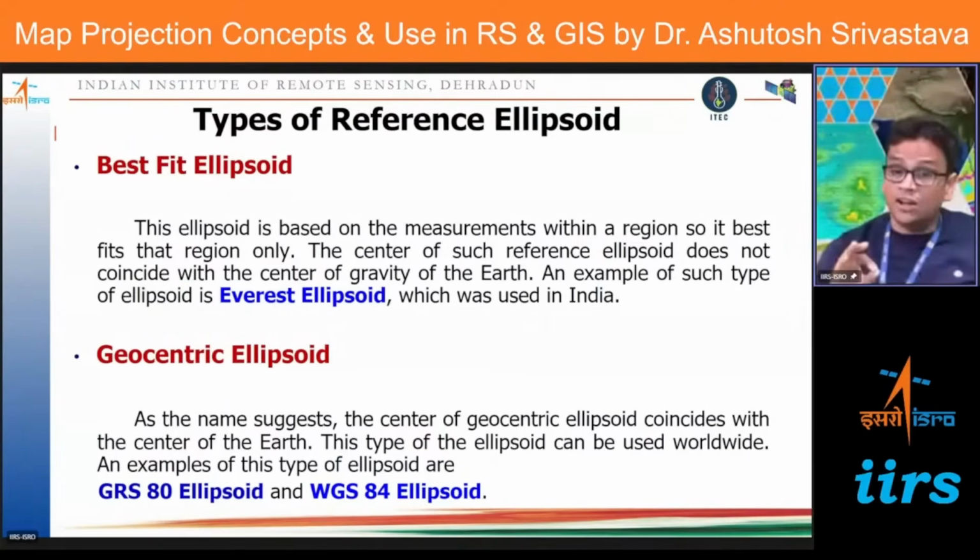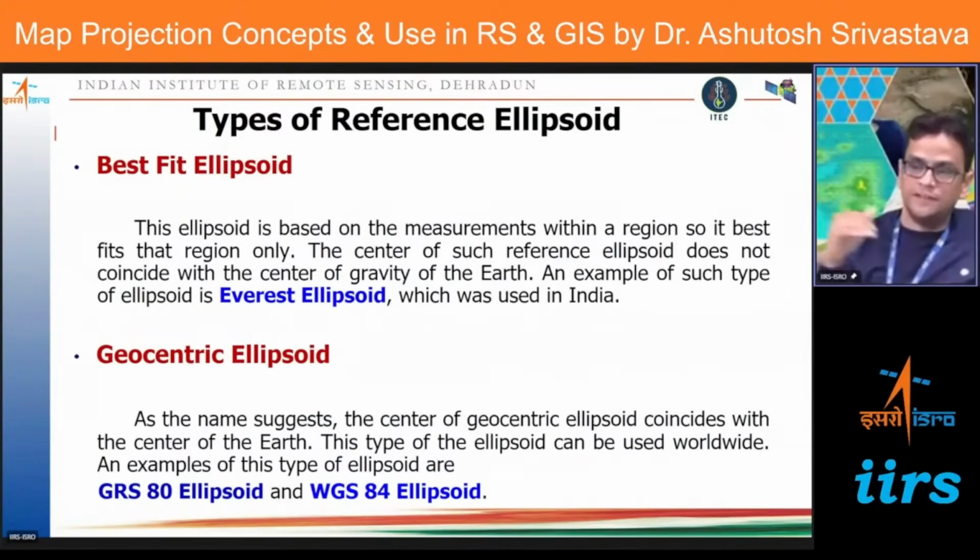The center of such a reference ellipsoid does not coincide with the center of gravity of the Earth. An example of such an ellipsoid is the Everest ellipsoid. In India, from 1802 to 1839, around 200 years back, we did one survey and then developed one ellipsoid. Some measurements were done in our Indian region, and based on that the ellipsoid was developed. That was more suitable for our particular region.